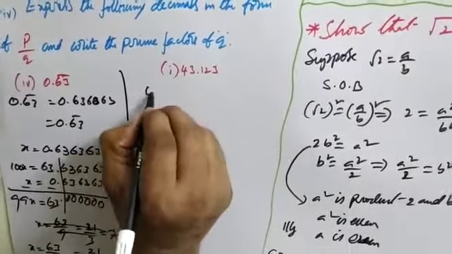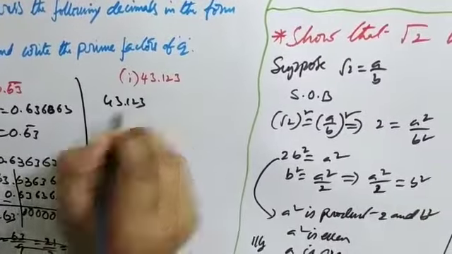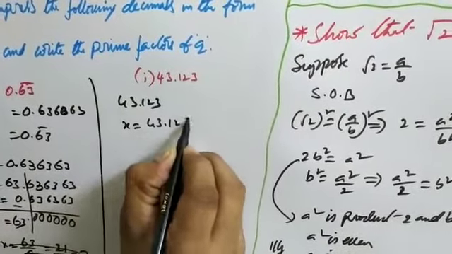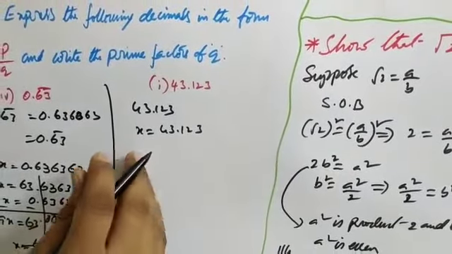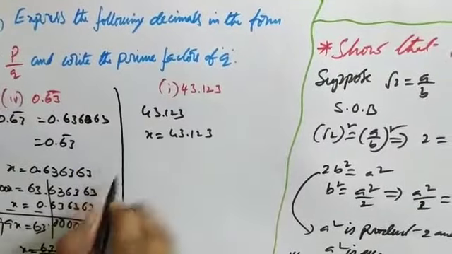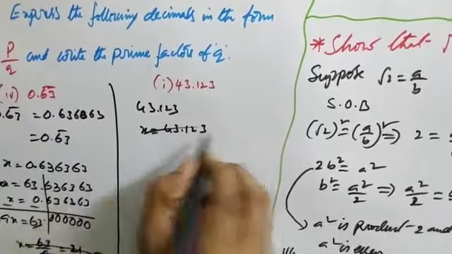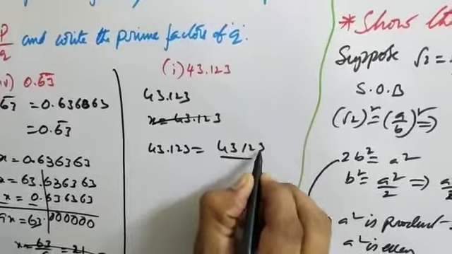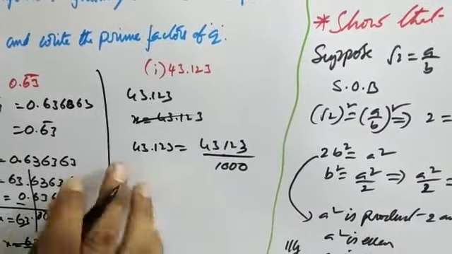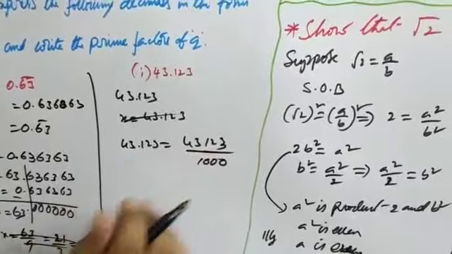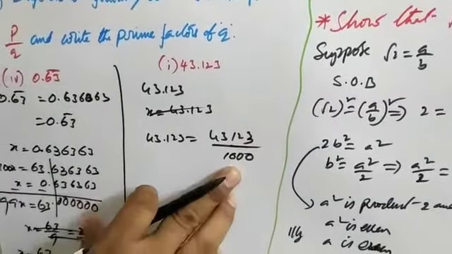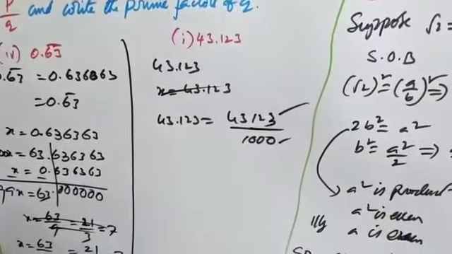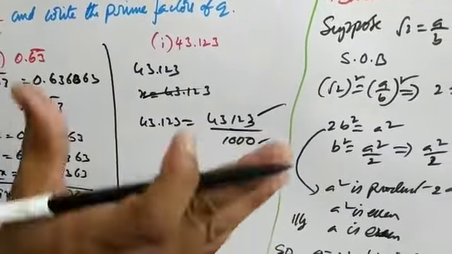See, therefore 43.123. Let us take x is equal to 43.123. Here, multiplication with what? Nothing needed. Therefore 43.123 is equal to 43123 divided by 1000. Why? Because the point is after how many digits? 1, 2, 3. That is a 3-digit number like this. See, any cancellation? No cancellation. The numerator is an odd number, the denominator is an even number, so no cancellation.